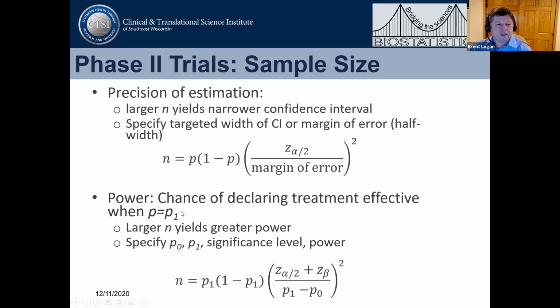Another way to do it is to think about the hypothesis testing framework, where the power is the likelihood of declaring the treatment effective when the true proportion is some other value where there's a benefit compared to the historical rate. So larger sample size will tend to yield greater power. And so you can plug in your P0, your historical rate, your targeted rate, your significance level or acceptable false positive rate, and your power, and there's a formula to calculate it.